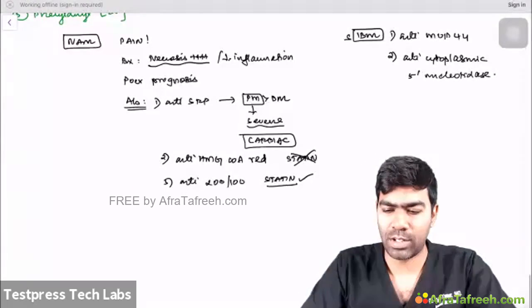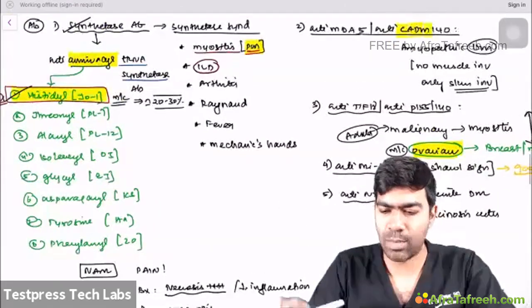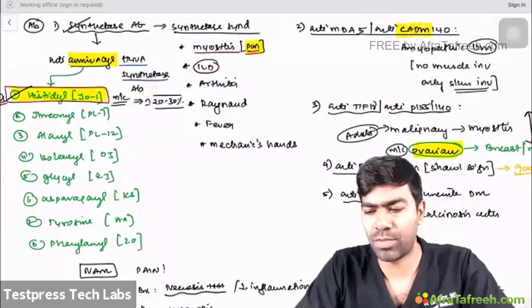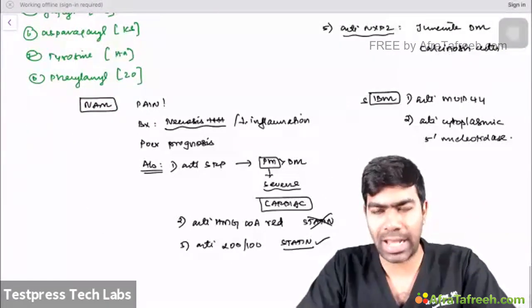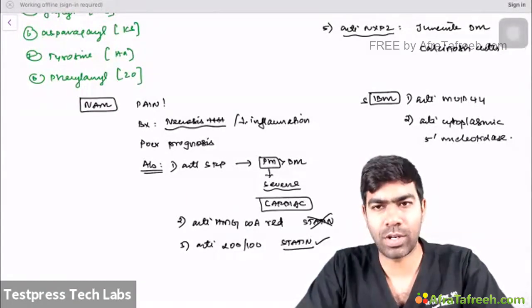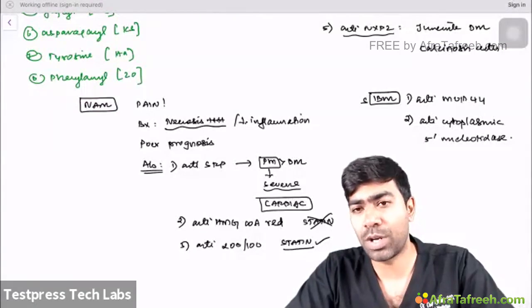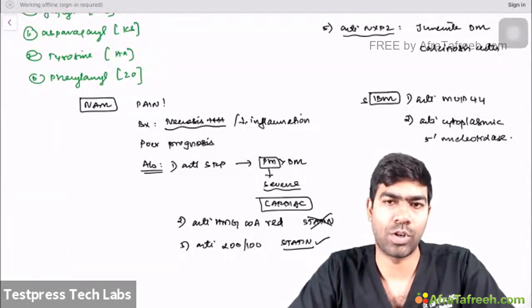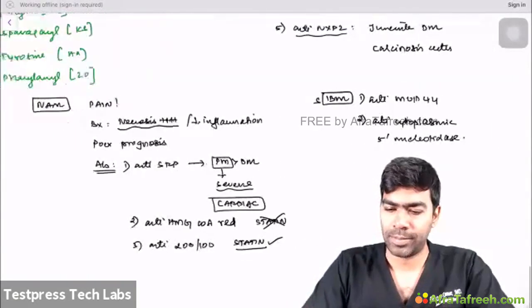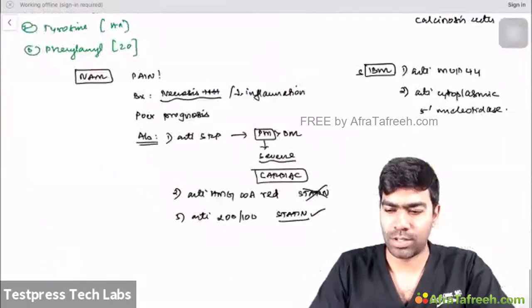So we have seen different sets of antibodies here. Right from our synthetase antibodies to MDA5, TIF1 gamma, Mi-2, NXP2. Then we have the NAM antibodies also, that is SRP, HMG-CoA reductase and 200/100, and we have the inclusion body myositis antibodies also in the form of MUP44 and the cytoplasmic 5' nucleotidase antibodies. Of course, we have seen almost all the antibodies now.